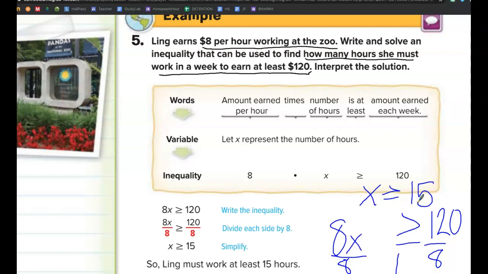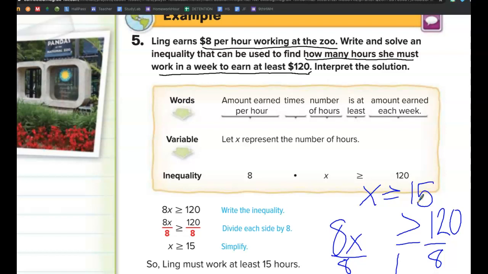Jada, what do you think that means? X is greater than or equal to 15. Okay, so what is our x even talking about? Correct. So x can be 15 or greater. I agree with that. But what does our variable represent, in words?